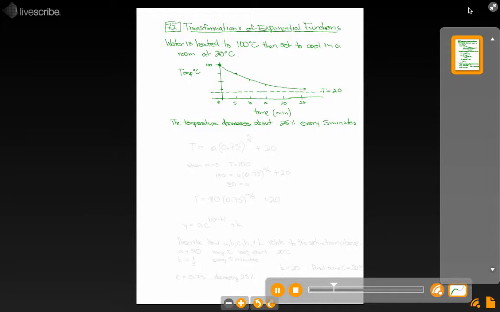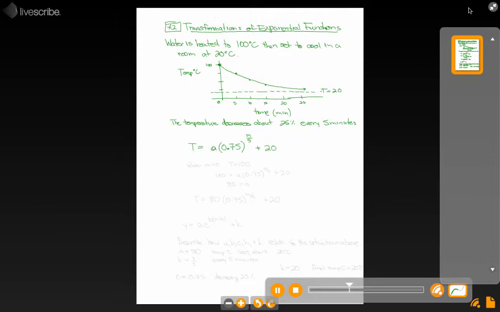And the fact that it decreases by 25% every 5 minutes means we have 75% of the temperature we used to have every 5 minutes. So the base of this exponential function is going to be 0.75, which is 1 minus 0.25. If I use m for minutes, we can say, divide your number of minutes by 5, and that'll be the number of 5-minute intervals that you have. We can see also just from the graph that it appears to have been moved up 20 units, so plus 20. And we might search for what this a value is.